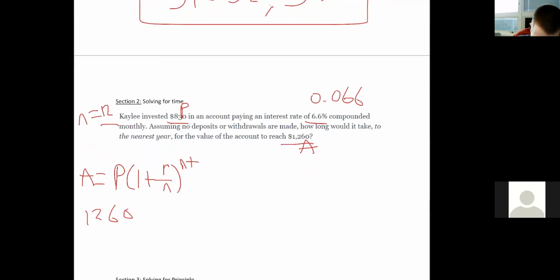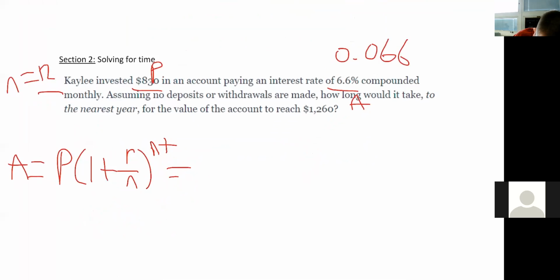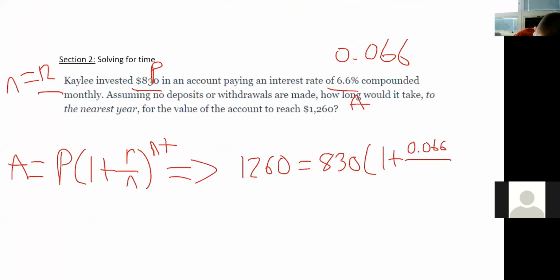I'm going to write this over here. If we plug everything in, we'd have 1,260 equals 830 times 1 plus 0.066 all over 12. And then we would have 12t as our power. And we're trying to solve for that t variable. How many years would we be investing for this to happen?